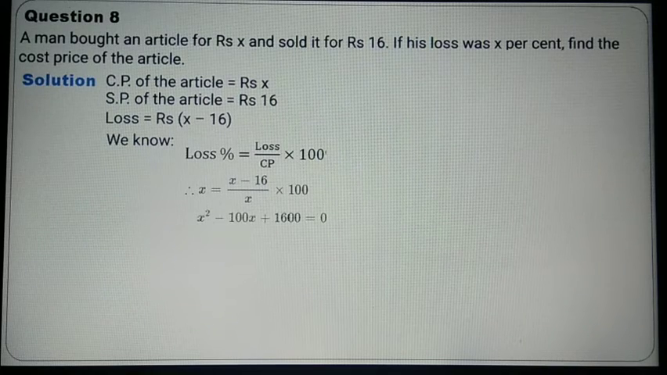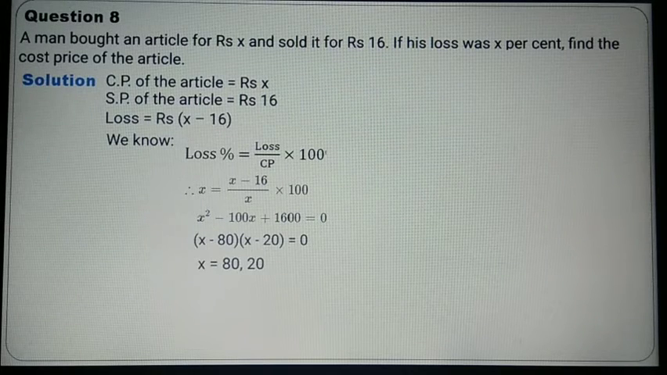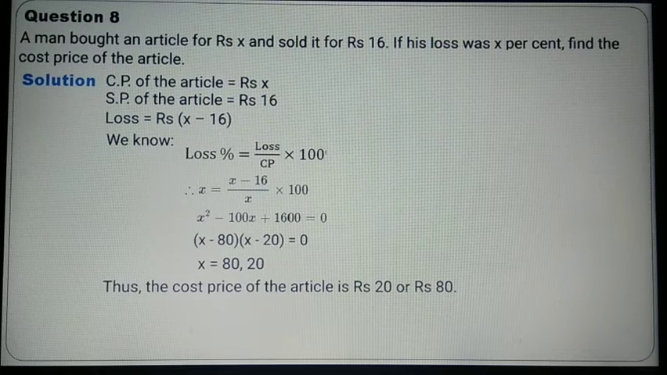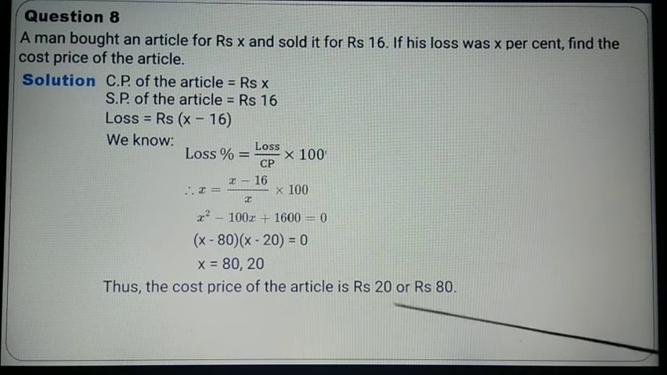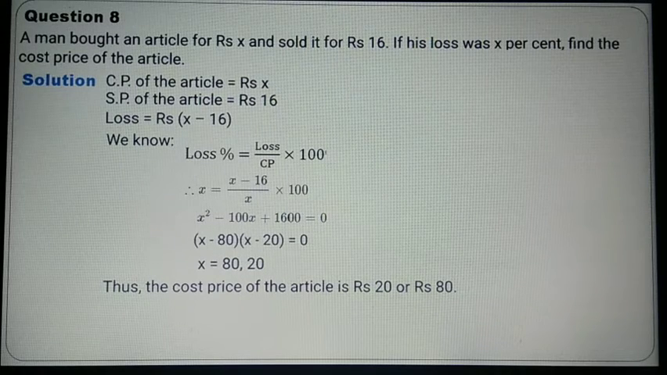Okay, so arrive at this quadratic equation and solve for X. So the values for X are going to be 80 and 20. So the cost price of the article has to be either 20 or 80. Since both are positive, both can be my answer. Is that clear? Okay, so pause the video to note down.